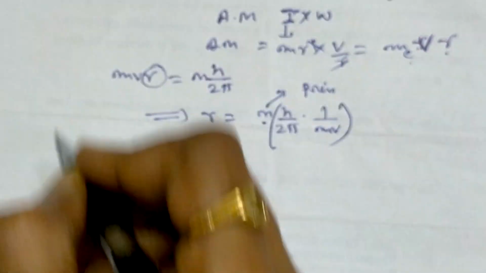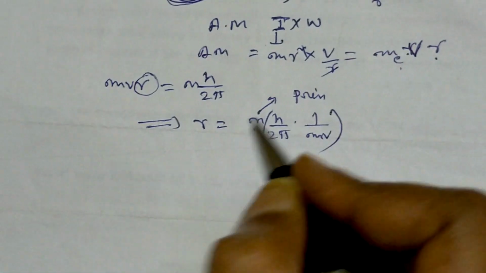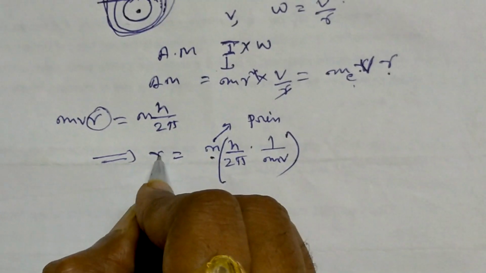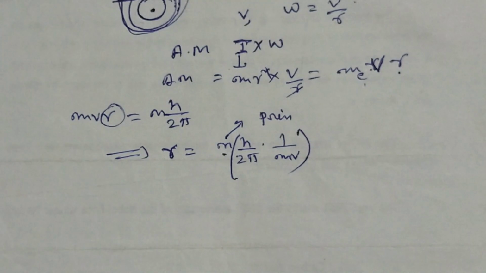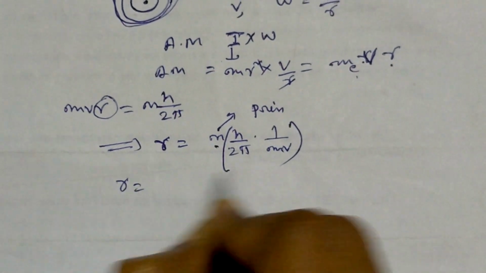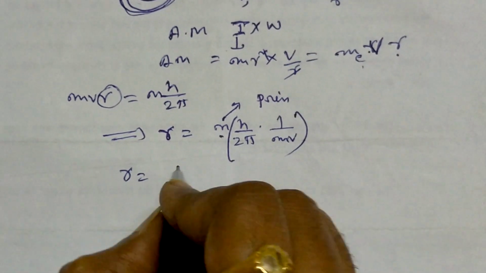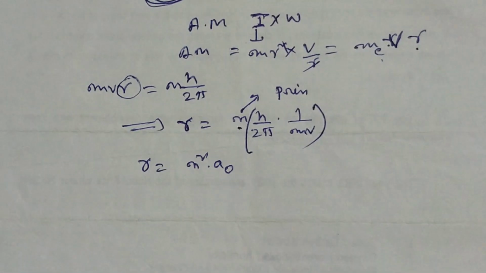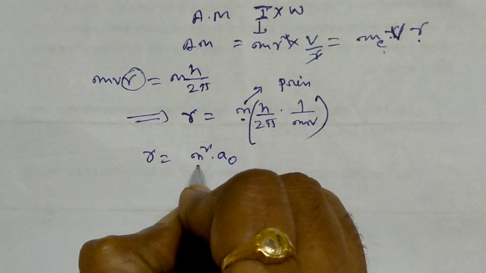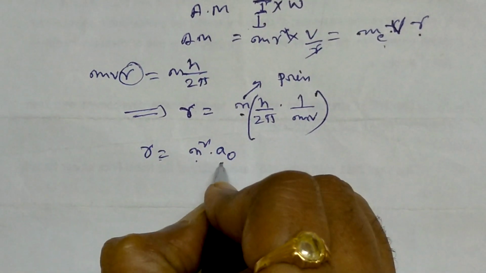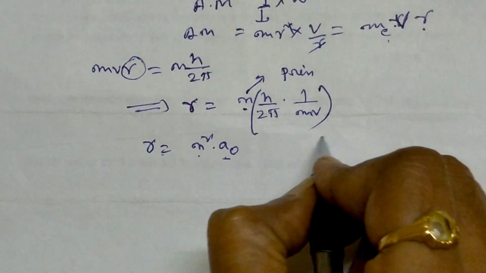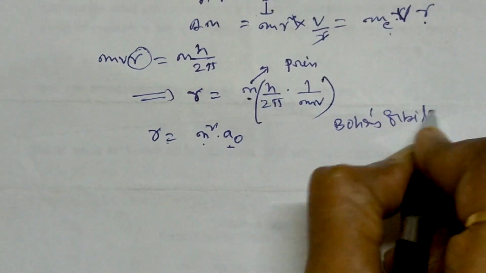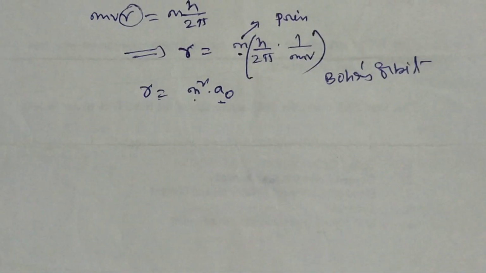Now here n is called by Bohr the principal quantum number. It represents the orbits 1, 2, 3. If n equals 1, it is the first orbit. And from here he has calculated the radius of the first orbit. So r equals, after doing so many measurements, n square into a0. Very interesting: if n equals 1, the first orbit, r equals a0. This is called Bohr's orbit. It is fixed, and that is very important.